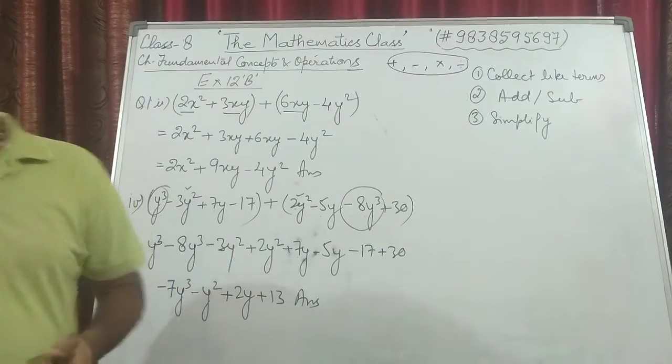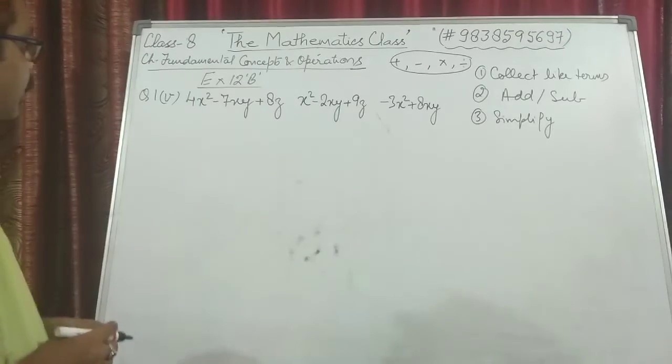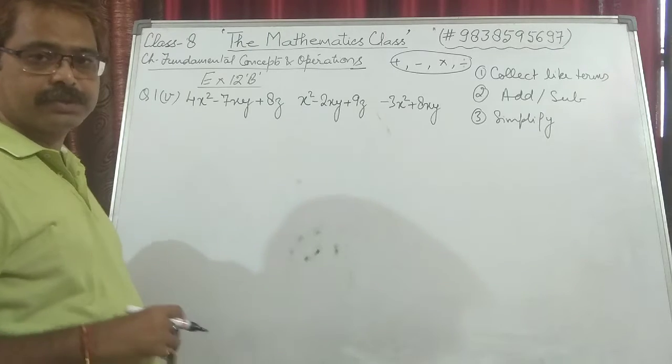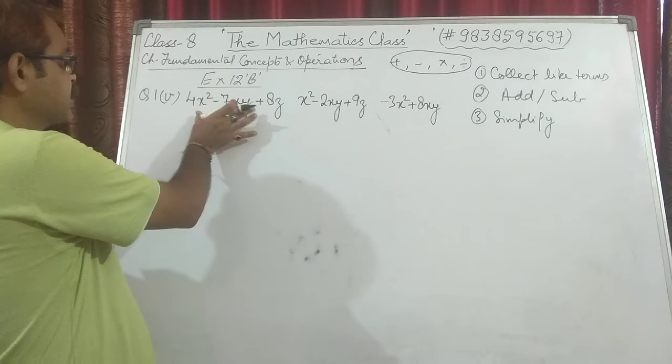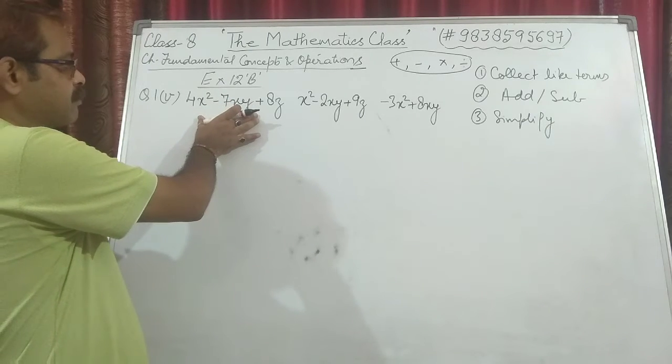Now we move on to the fifth part of the question. In the fifth question, there are three polynomials given. One is 4x square minus 7xy plus 8z.